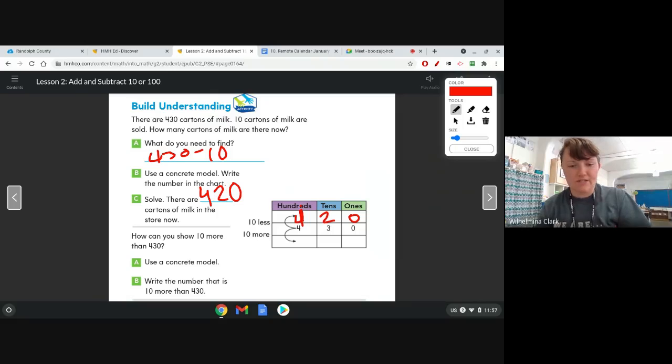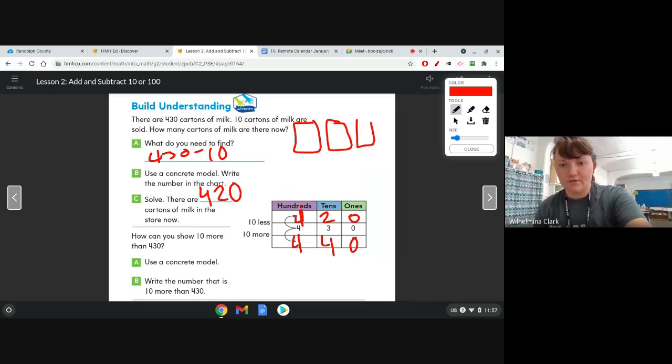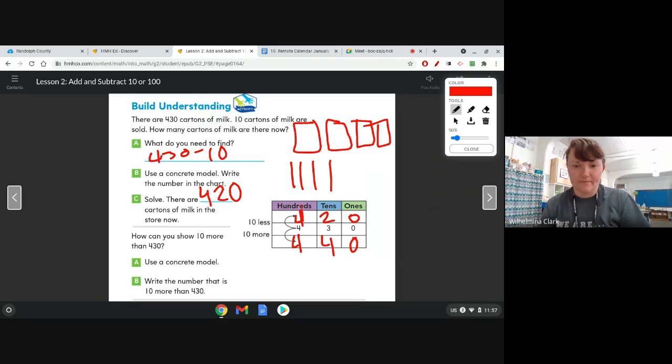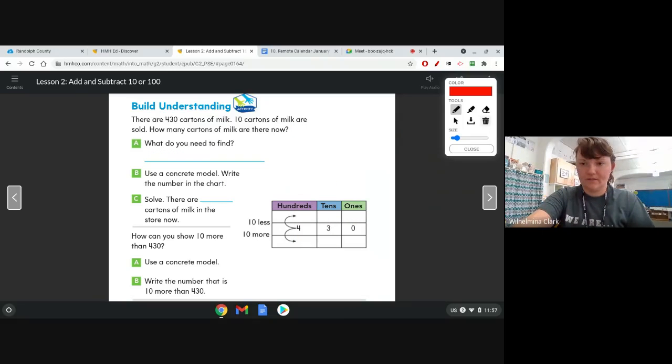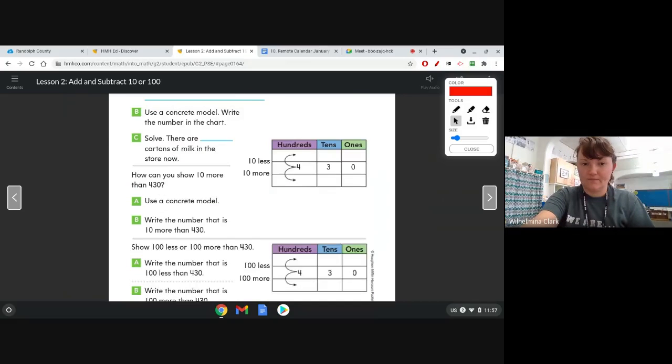Okay, then it says, how can you show 10 more than 430? So if you're counting 420, 430, 440, okay, will be the next one. All right, if you want to use a concrete model, you can do this. You can do 200, 300, 400, 10, 20, 30, plus one more would be 440. Okay, so go ahead and write this down. All right, I'm going to erase this. Okay, and let's continue on.